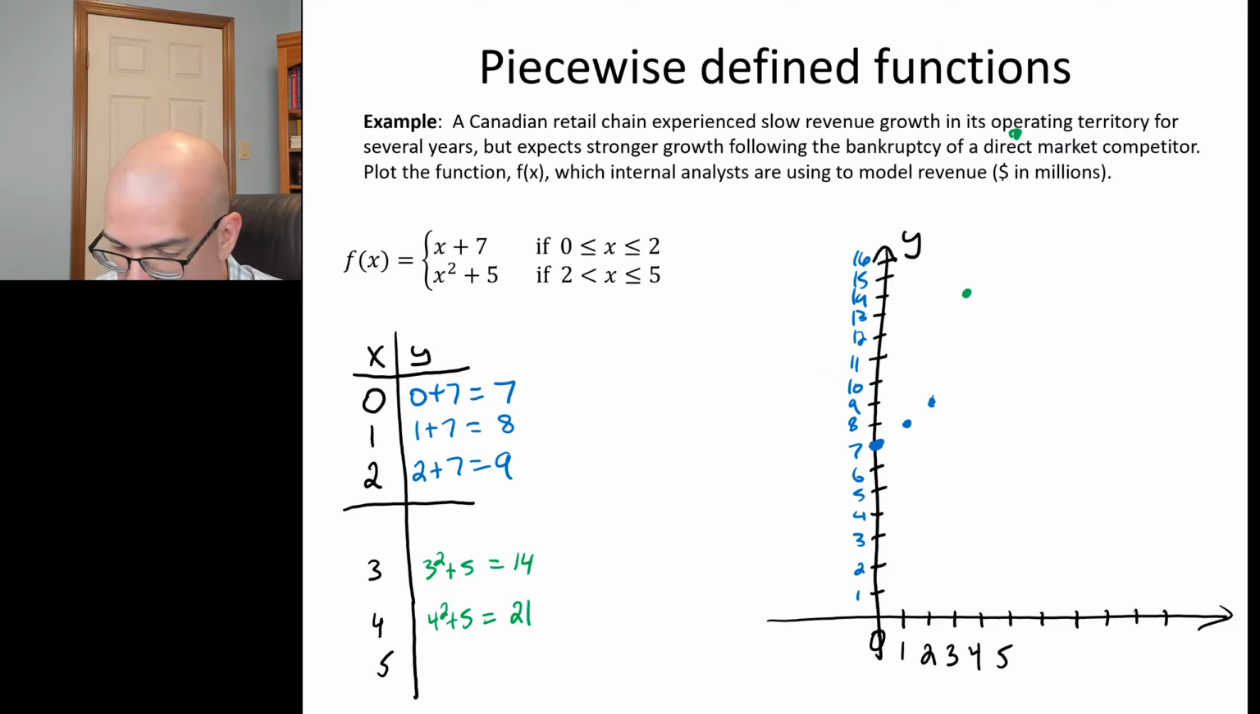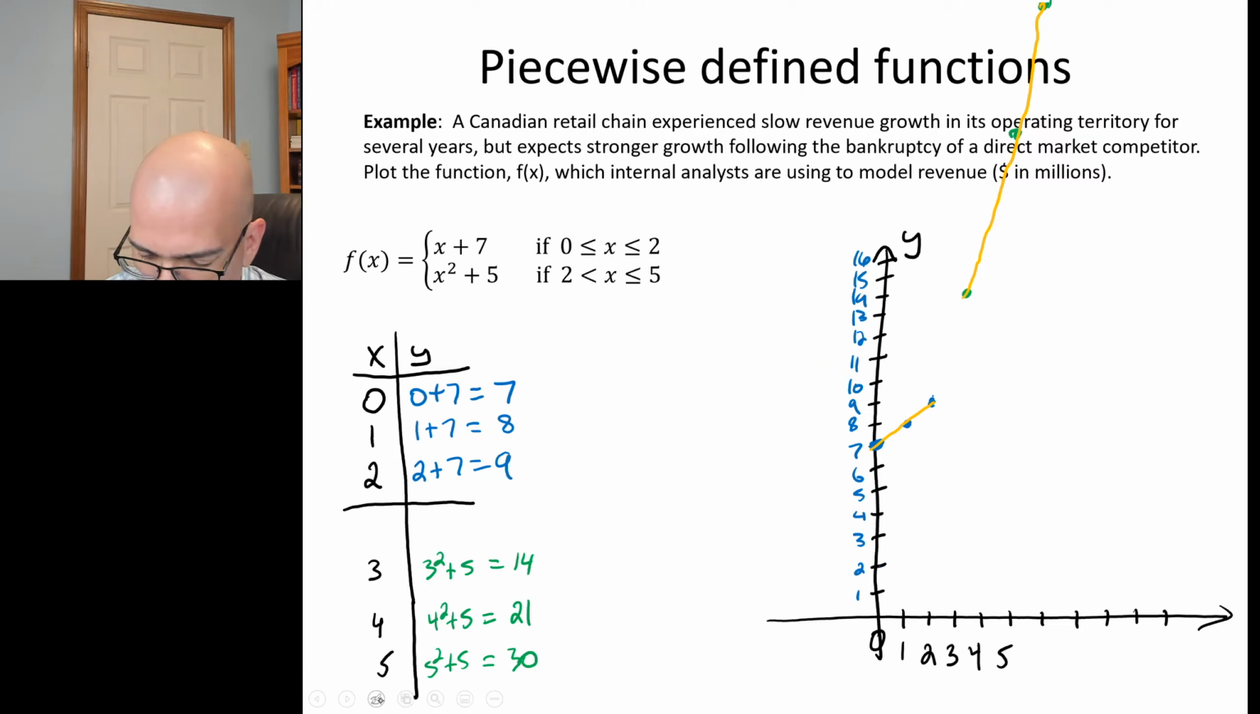And then 5, I'm going to plug 5 in. 5 squared plus 5, so 25 plus 5, 30. And that's going to be way up here. I can't even graph that. Put it there somewhere. Okay, and then I can connect the curve. The first part is linear. Second part is a quadratic.